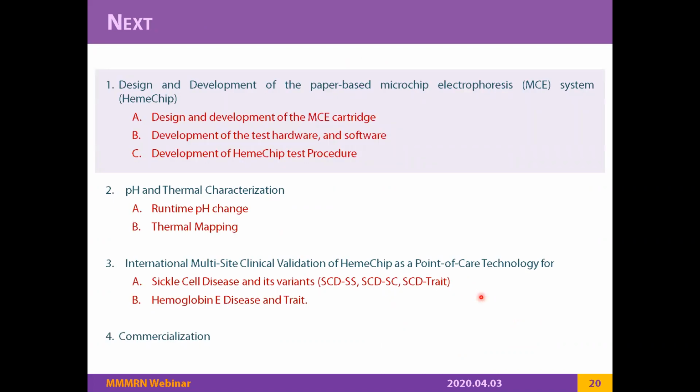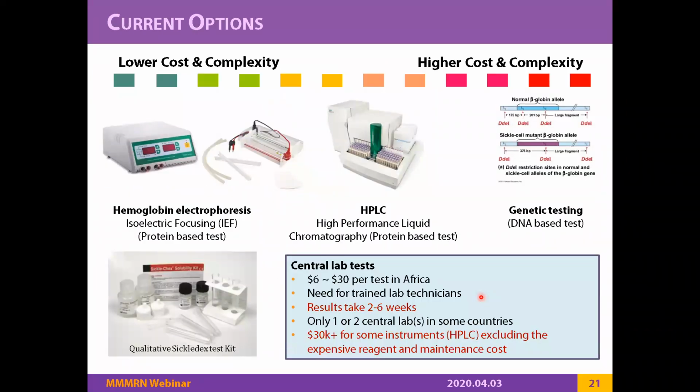So now that you know why we need that and what we need, let's look at what we have developed, how we developed it, and how it corresponds to those questions we just asked. In this slide, you can see some of the current options available for detecting sickle cell disease. Here we have hemoglobin electrophoresis and isoelectric focusing. Then we have HPLC, which is somewhat more complicated than hemoglobin electrophoresis or IEF, and more costly as well. And then we have gene-based testing that's even more complicated and even more expensive, requiring sophisticated facilities.